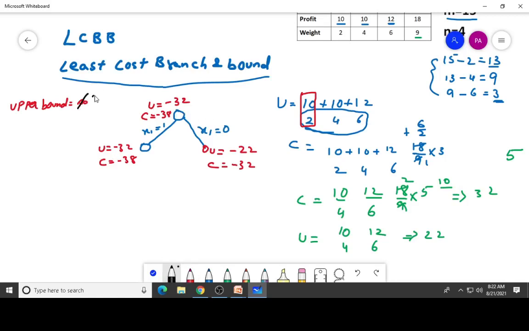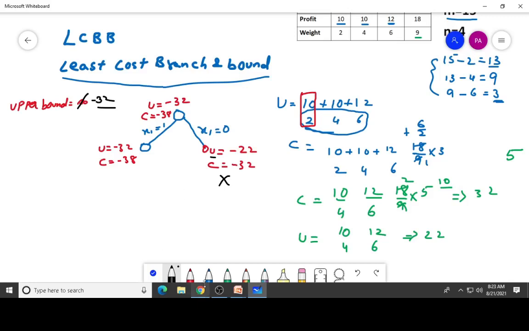What is the thing? 32. We need to add the sign also, minus 32. Okay, minus 32. So from this U, which one is a minimum, we need to keep that one. So minus 22 is the highest number compared to minus 32. Okay, so here we are applying the bounding function. We are stopping here because we need to find as much as possible for minimum.